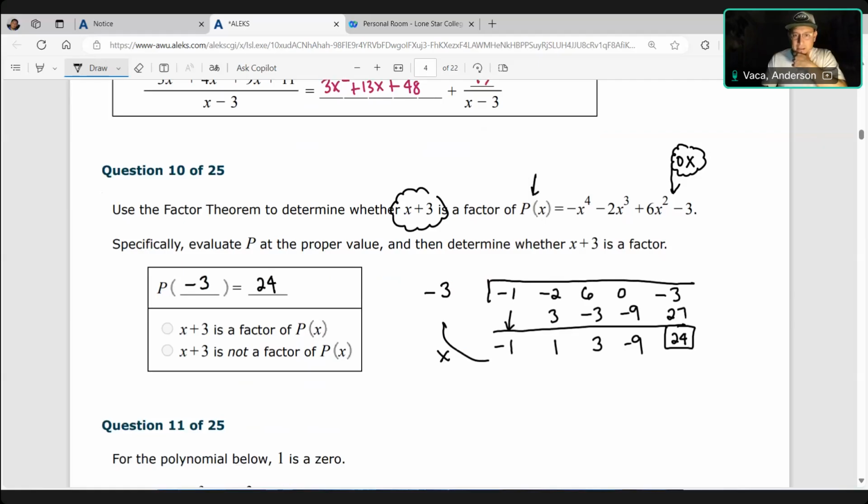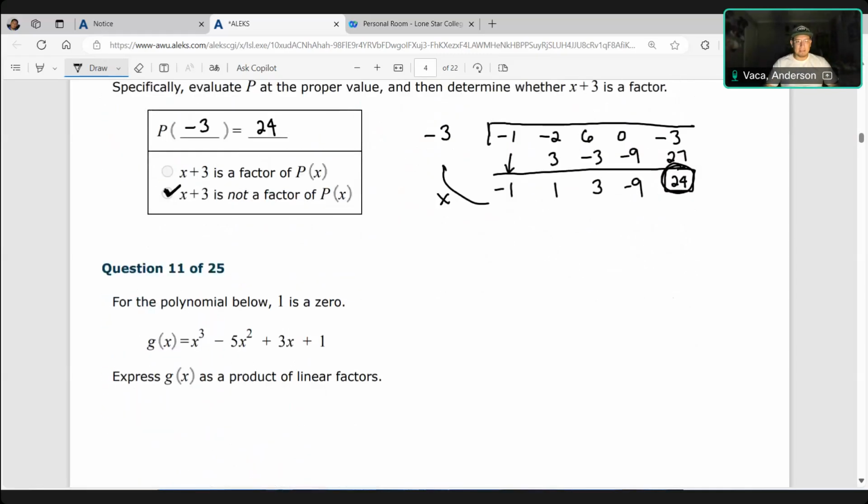Drop this, that will be a 3. This becomes a 1. That becomes a -3. That becomes a 3. That will be a -9. Now, this is just not going to work out. Okay. So because the remainder is not 0, then it is not a factor. But had the remainder been a 0, then this would have been a factor.